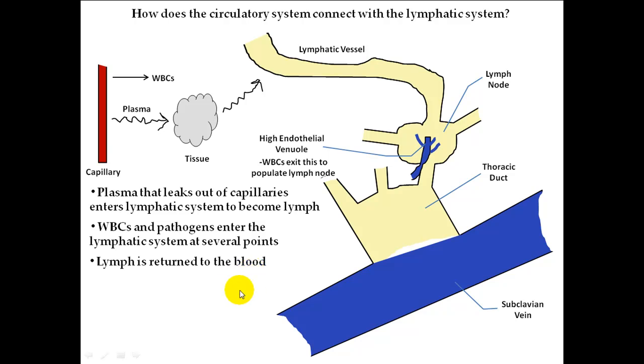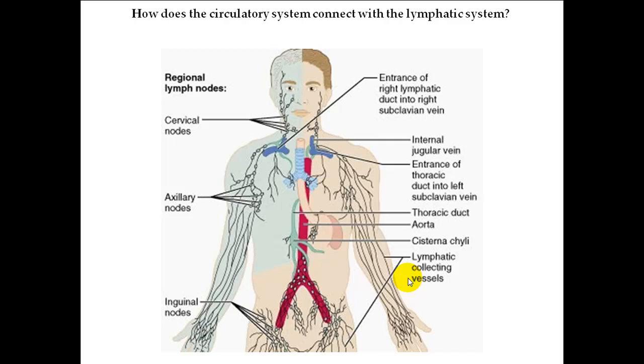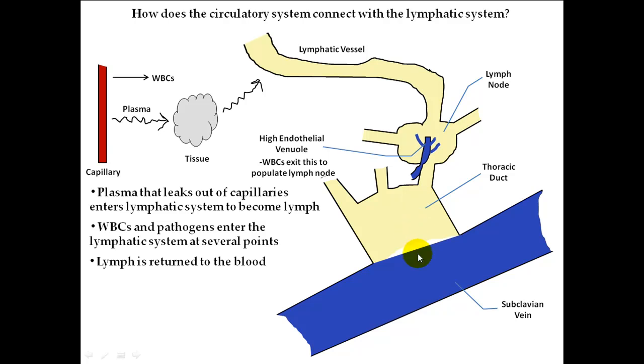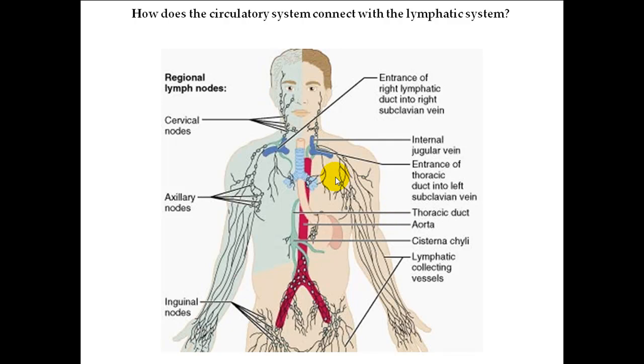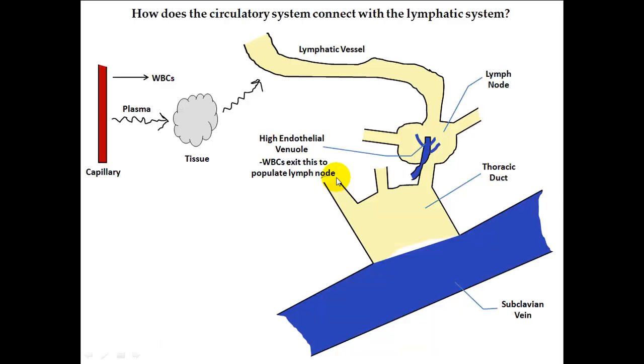So just to give you a point of reference, the exact part in the body where you find the thoracic duct emptying into this subclavian vein is right here. And so this picture shows you how the lymphatic system connects to the circulatory system. This part that we just showed you here, the thoracic duct emptying into the subclavian vein, is found right here in the yellow. All right, so just to give you a little point of reference. So that's again how the circulatory system connects to the lymphatic system.